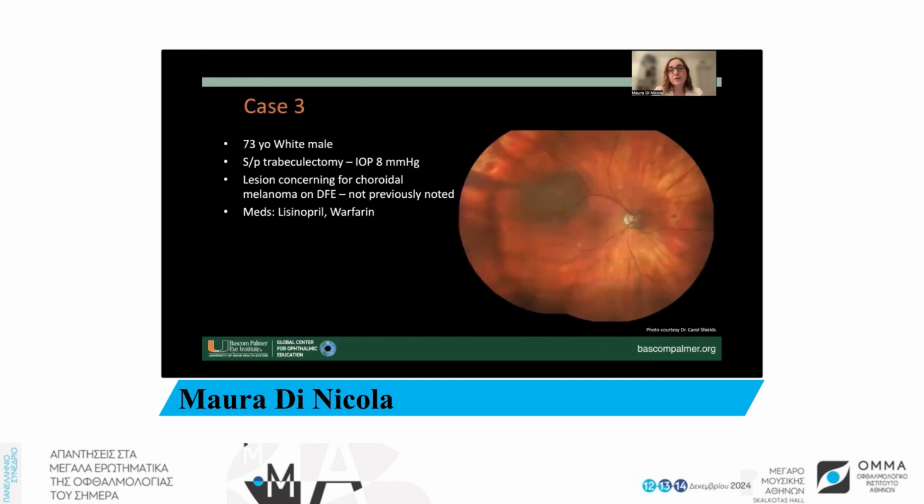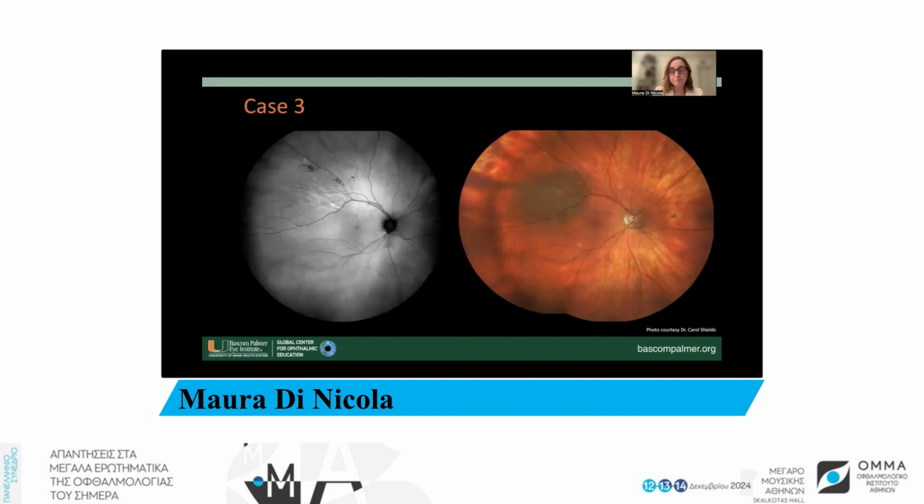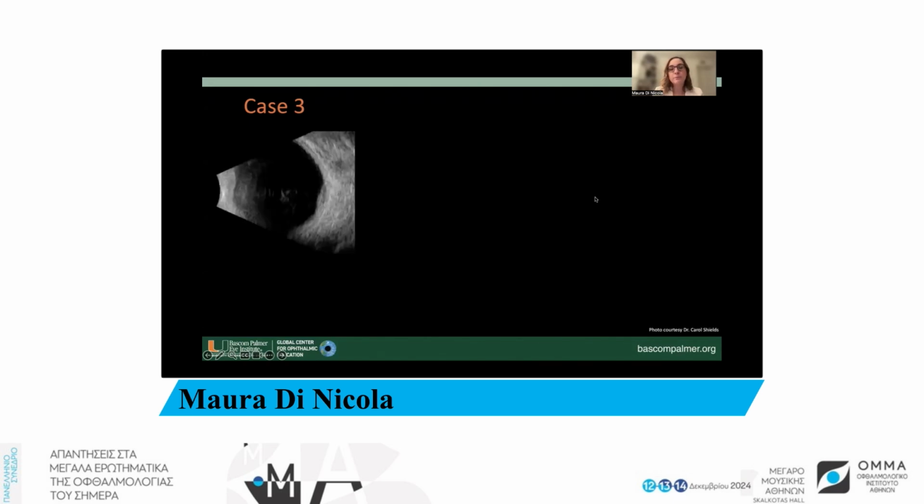So this is another case of a 73-year-old man who underwent trabeculectomy. After trabeculectomy, the pressure went down to 8. And when they did a dilated exam post-surgery, they noticed this pigmented lesion, which was concerning for melanoma that was not previously noted. Of note, this patient was on warfarin, a blood thinner. You can see here that autofluorescence does not show the same pattern that we've seen on other lesions. There's really no overlying lipofuscin pigment. There are some radial folds here that can help a little bit indicate what this might be, and you can see these folds on fundus photo as well.